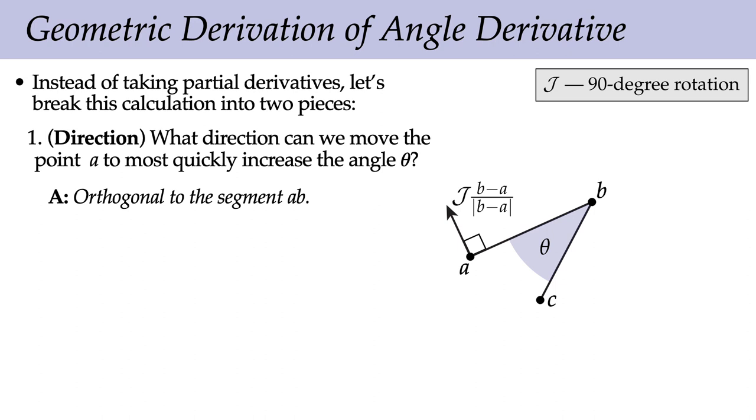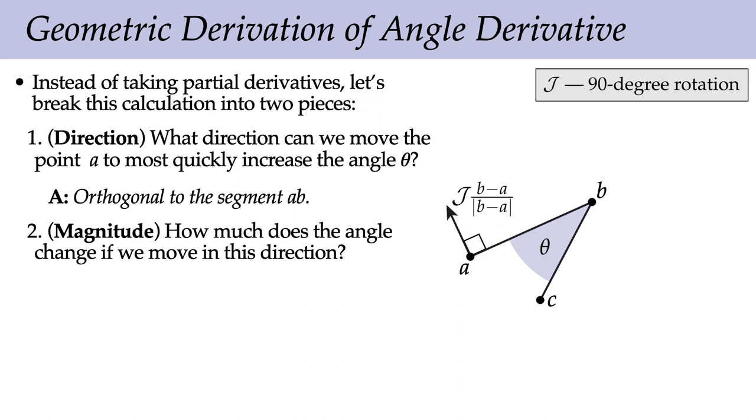Okay, the basic reason is that if I consider the only other direction, the complementary direction, pointing from B to A, well, that's not going to change the angle at all. I'm just going to make that segment longer, or if I go the other way, I make it shorter, but it doesn't change the angle. Right? So we know that this orthogonal direction really must be the direction of quickest increase. What about the magnitude?